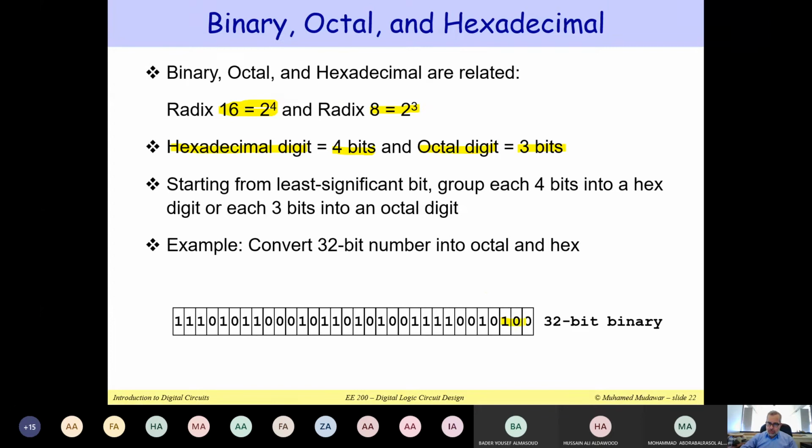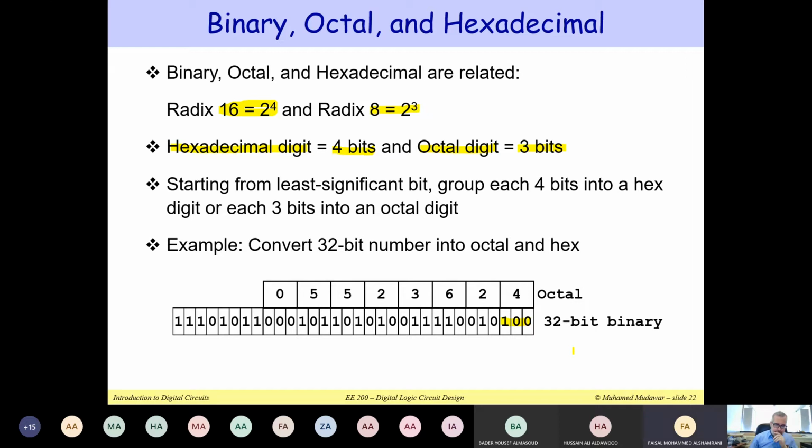Therefore we start from the right, we move to the left, we take a group of 3 bits. So this 100 becomes what? 4 in octal. Then we have 010, which is 2. Next we have 110, which is 6. 011 is 3. Then 010 is 2. 101 is 5. Again 101, another 5. 000 is 0. Sorry, it's 0 in octal. We are doing it in octal.